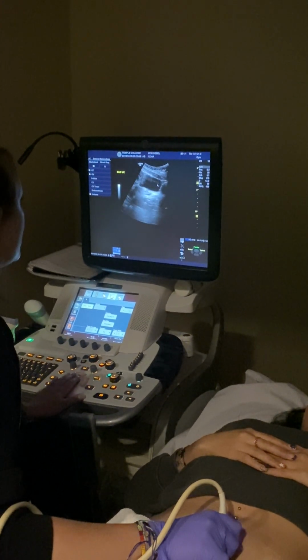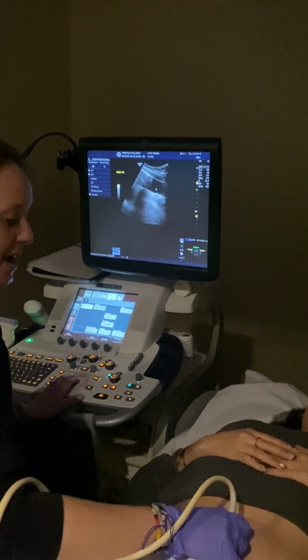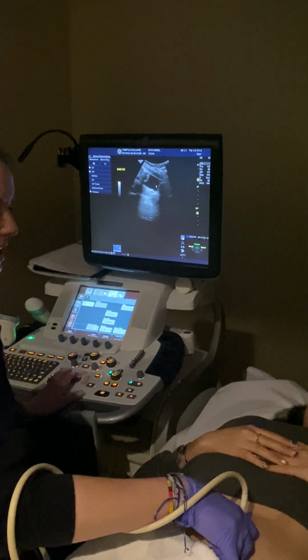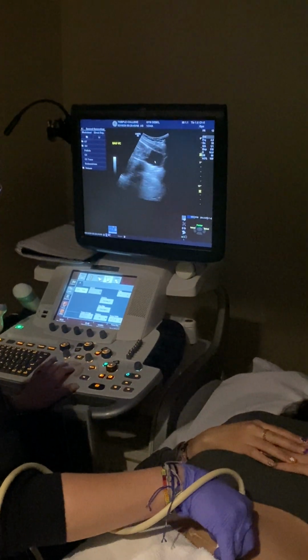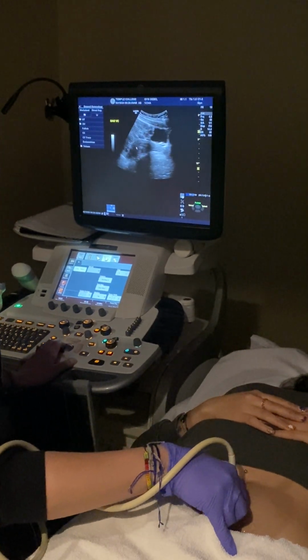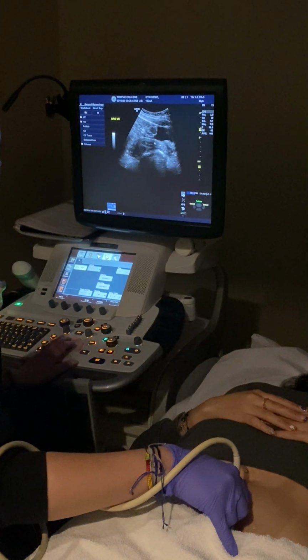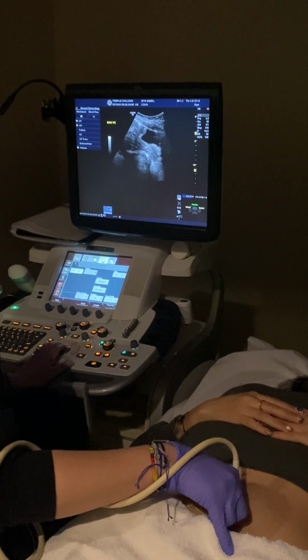So find your bladder first. And that's going to be your window. And I'm angling very inferior. Like, you'll see how steep of an angle on the probe here to be able to get her vaginal canal. So this is uterus here, okay? So vaginal canal is going to be more inferior here, okay?